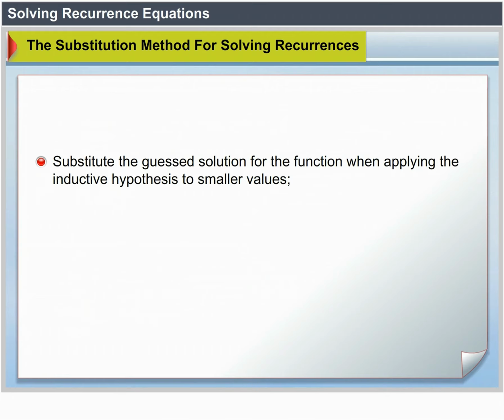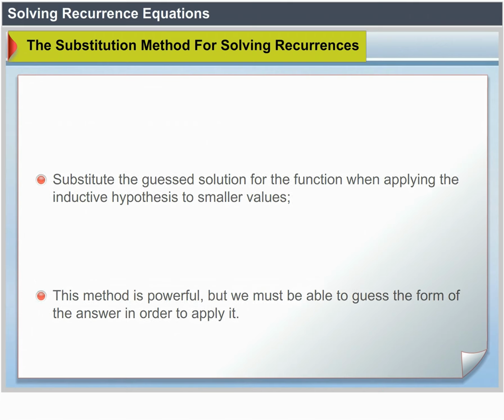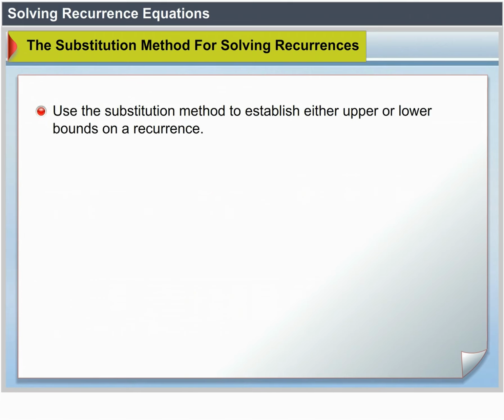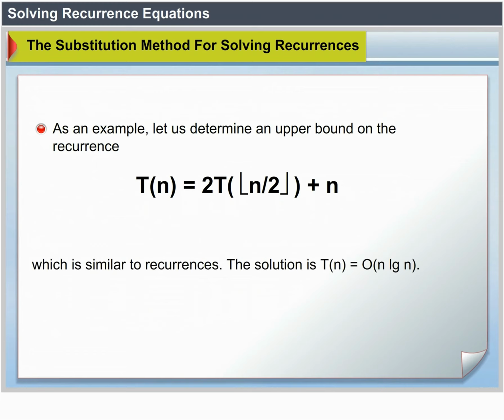This method is powerful, but we must be able to guess the form of the answer in order to apply it. Use the substitution method to establish either upper or lower bounds on a recurrence. As an example, let us determine an upper bound on the recurrence T(n) = 2T(floor(n/2)) + n, which is similar to earlier recurrences. The solution is T(n) = O(n log n).